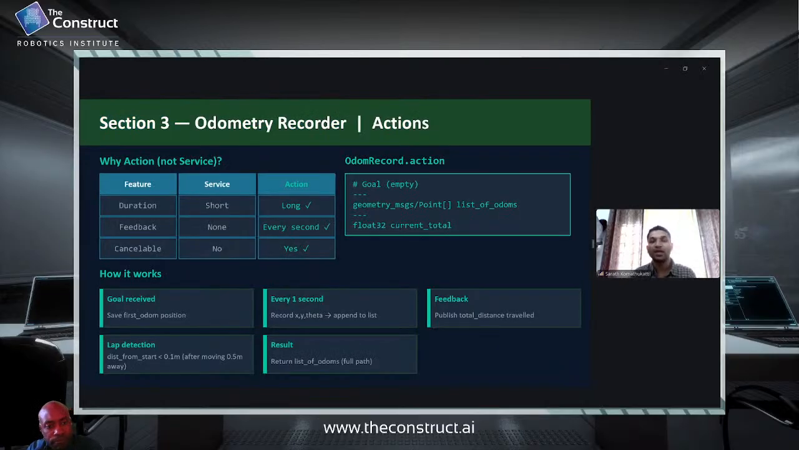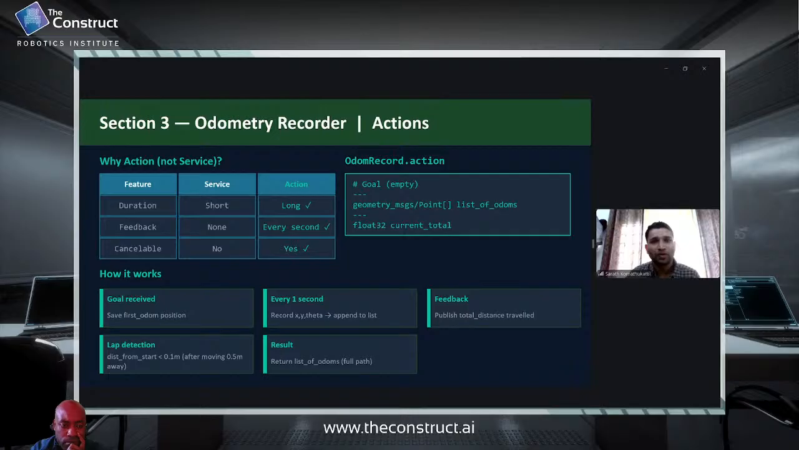And section 3 was on the actions, like the odometry recorder. And why was an action used and not a service? Because of the duration. It was a long duration, and we needed feedback every second, as we are calculating the distance traveled by the robot every second, and to measure the total distance it covers in a lap. Okay.